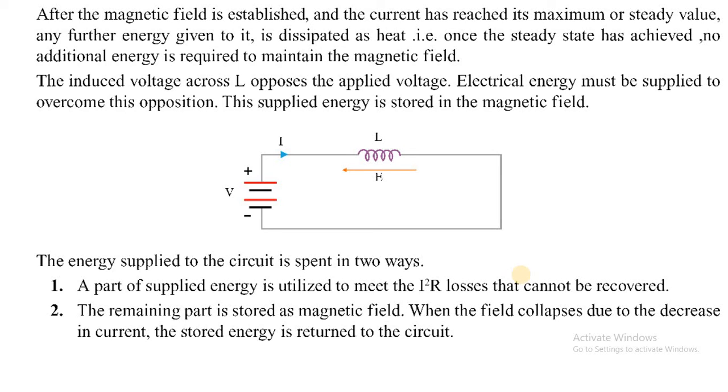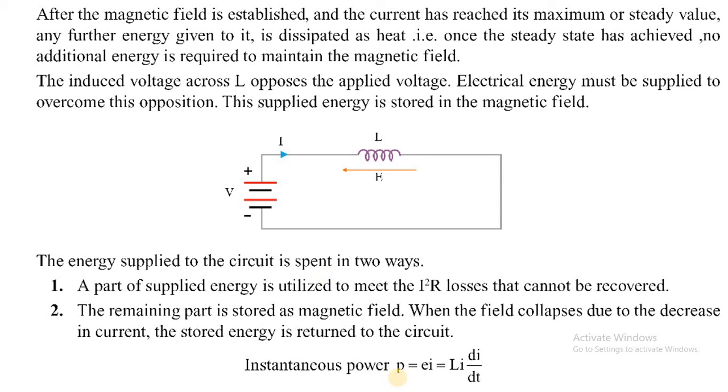When the field is going to collapse because of the Lenz law, or due to the decrease in current, that stored energy will maintain the field constant. It will return back to its original value. So the supplied energy is utilized in both ways: one for heat and another one to maintain the field at constant value.